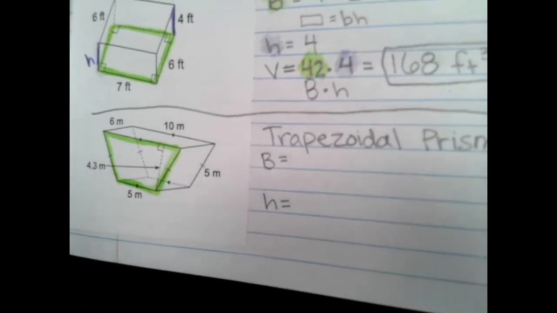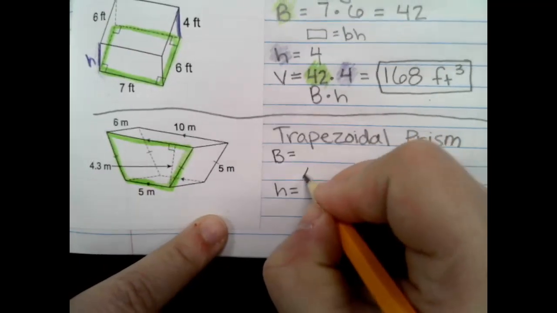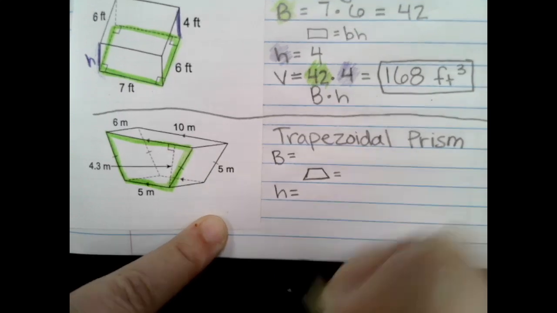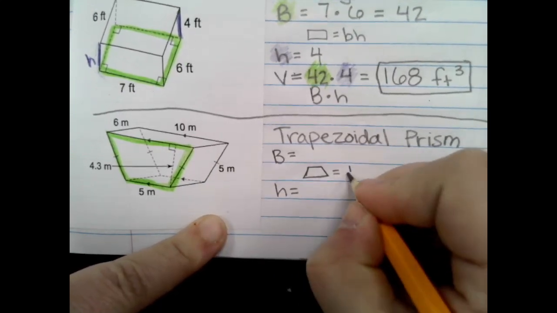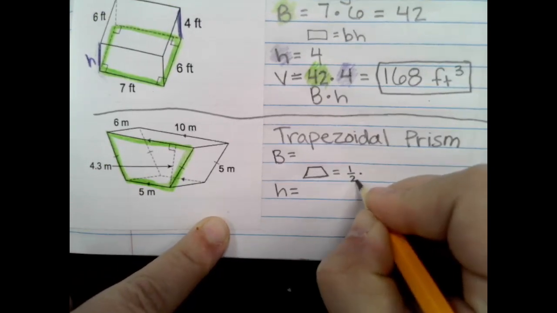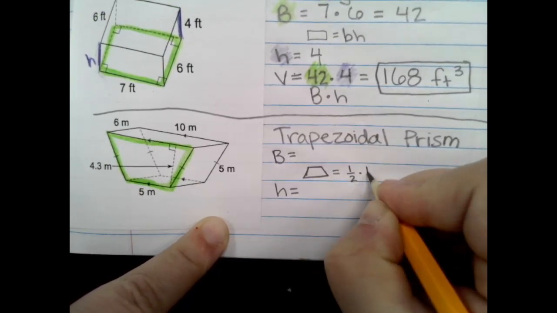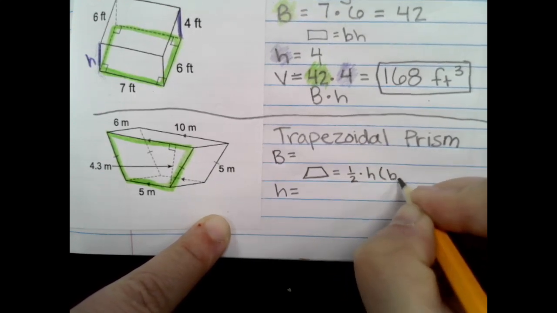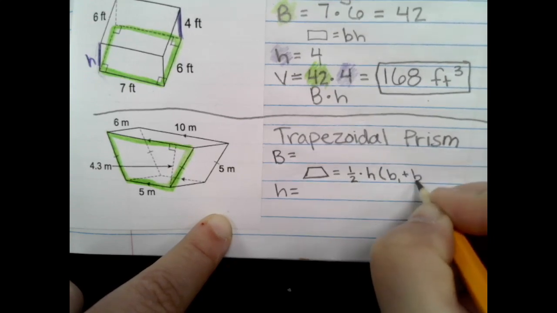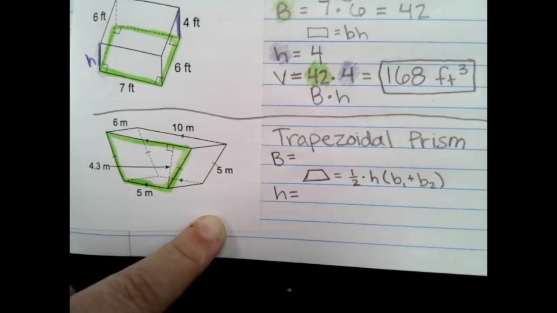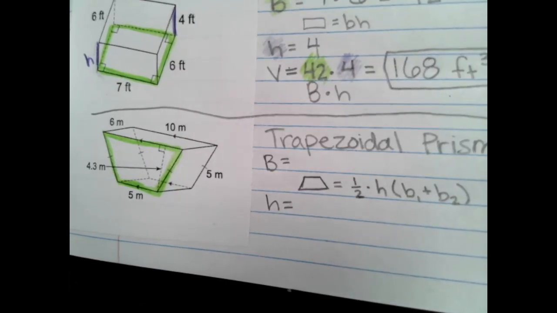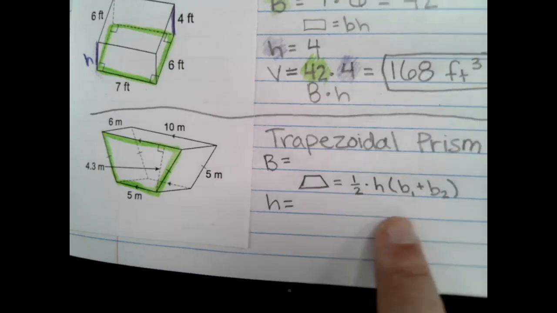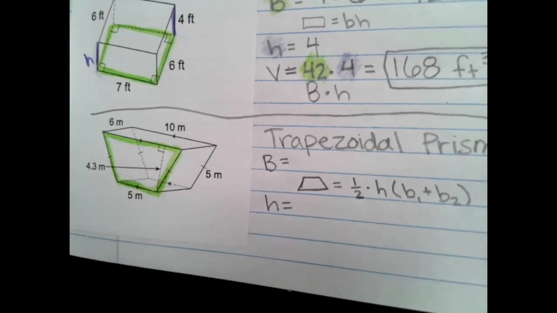Alright, for a trapezoid, the formula is a little bit different. To find the area of a trapezoid, you're going to do half times, does anyone remember what's the next part? Height. And then in parentheses, we do base 1 plus base 2. You don't have to write these formulas every time, but it's helpful for us to remember that these formulas change based on the shape of the base that we're working with.